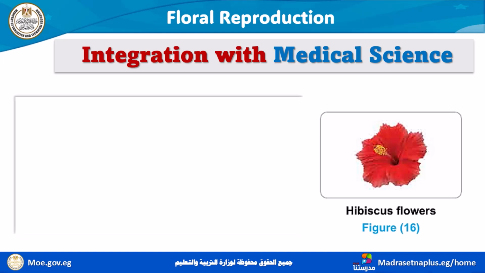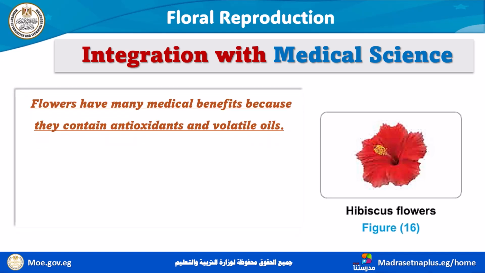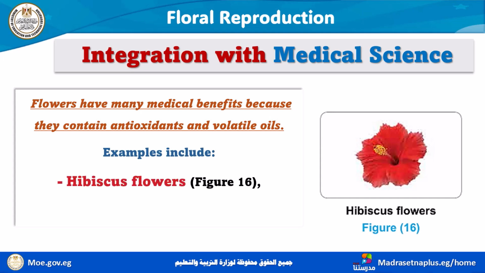Our second example is the hibiscus flower. This is the hibiscus flower and it helps lower high blood pressure. So the hibiscus flower is used to lower the high blood pressure.